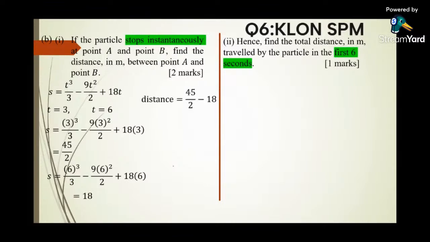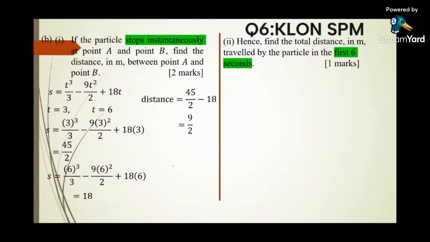Bila kita ada point A and point B, kita nak cari the distance between them, kita kenalah minus. Kita tak boleh plus. Sebab kalau plus tu macam that thing is going further away. Makin jauh. Now we want to find between point A and point B. So that's why we minus. So basically the answer is 9/2. Jangan rasa pelik because this is particle. Particle dia tak boleh jalan jauh-jauh.